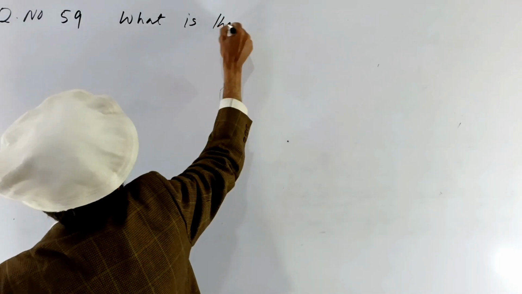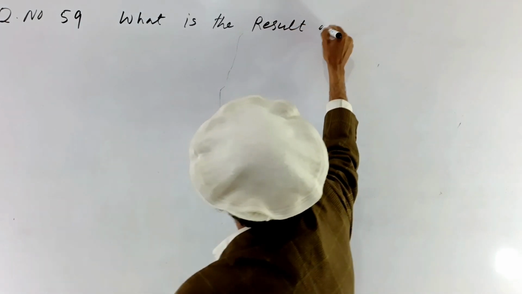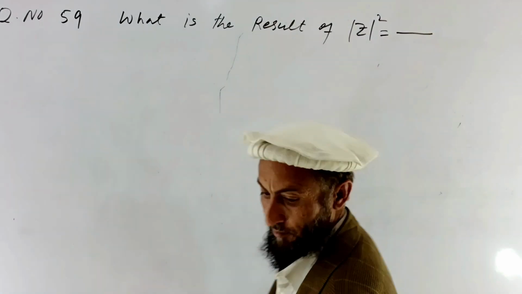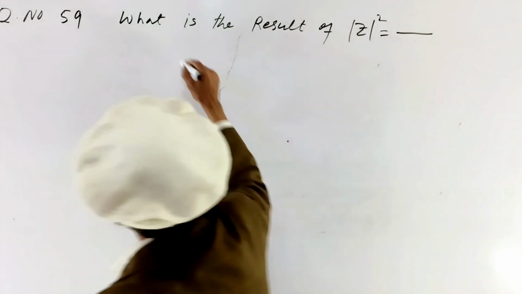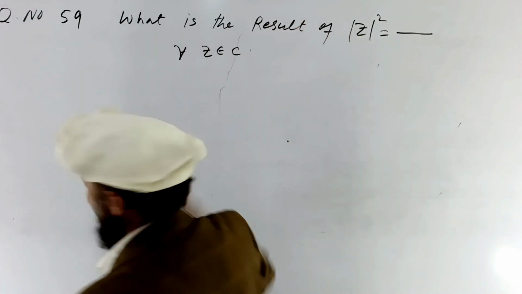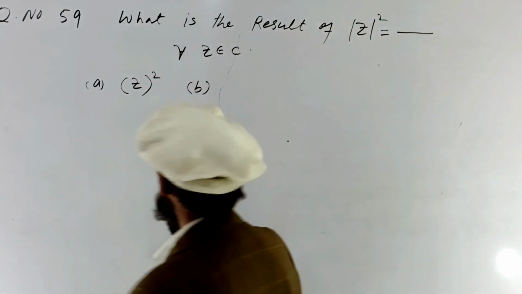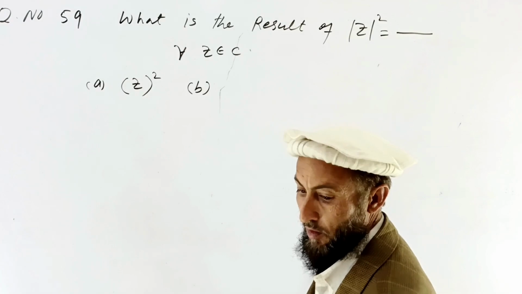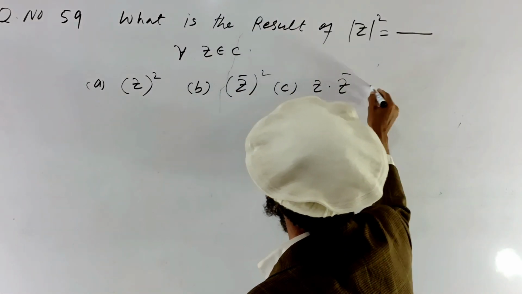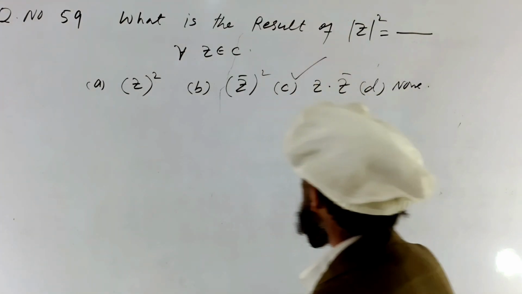What is the result of z absolute whole square for all z belonging to complex numbers? Options: z whole square, minus z whole square, z dot z bar, none of these. The correct answer is this one.